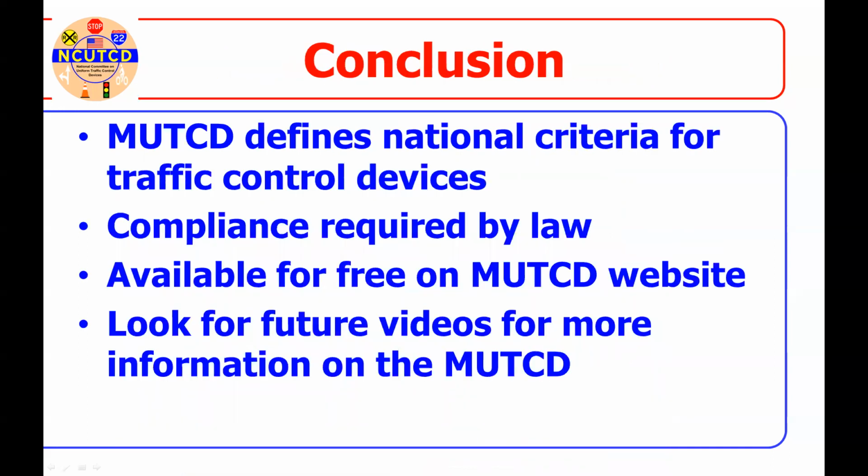In summary, the MUTCD is the national standard that establishes criteria for all traffic control devices used in the United States. Public agencies and private property owners with facilities open to public travel are required by law to comply with the MUTCD. You can download the manual for free from the FHWA website.